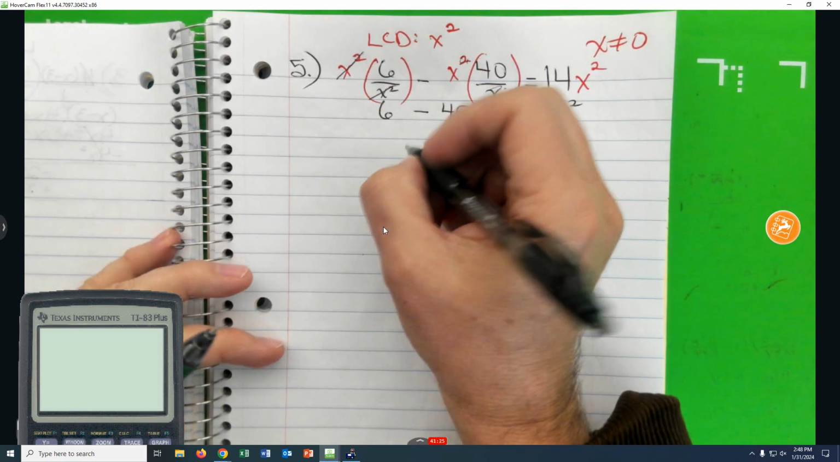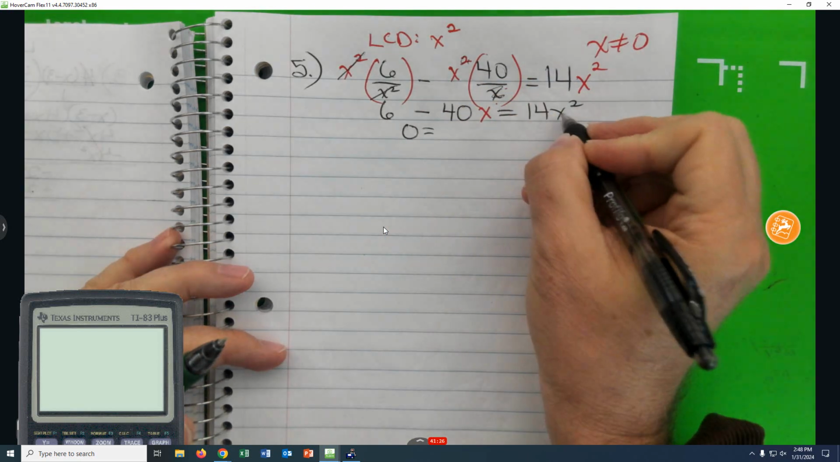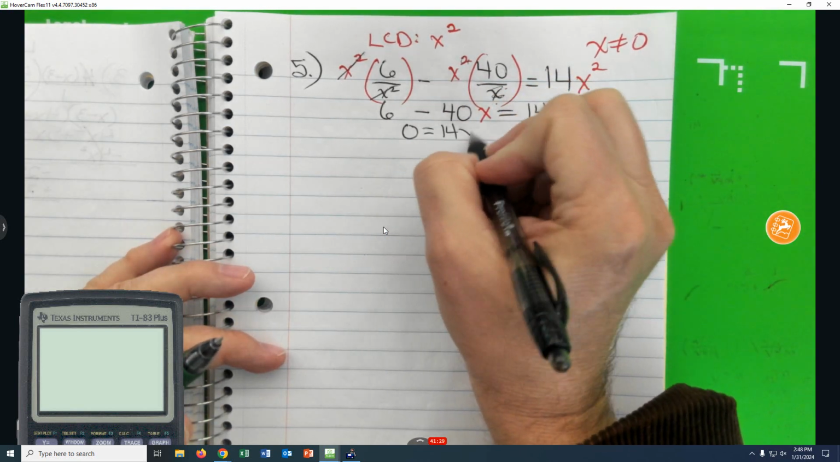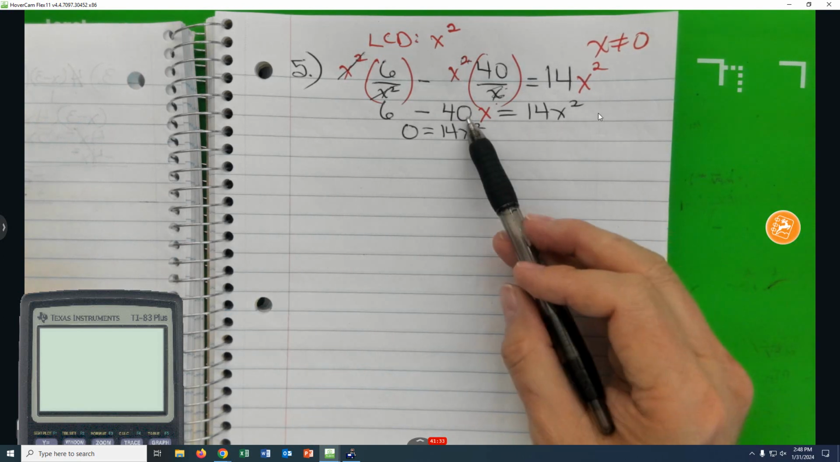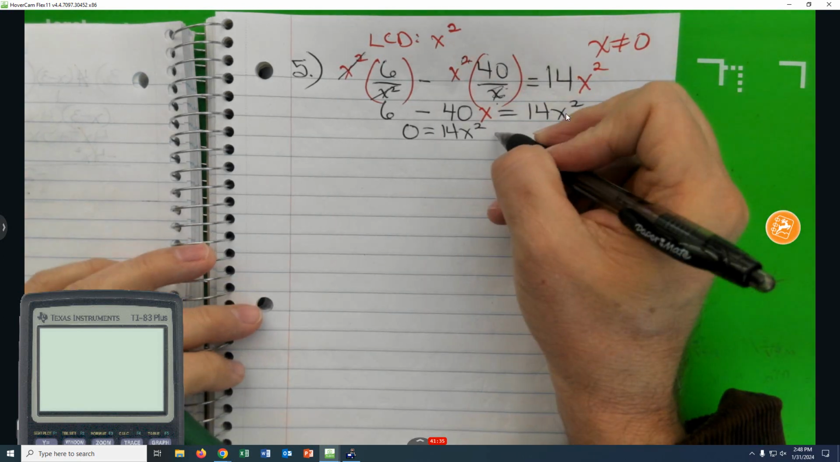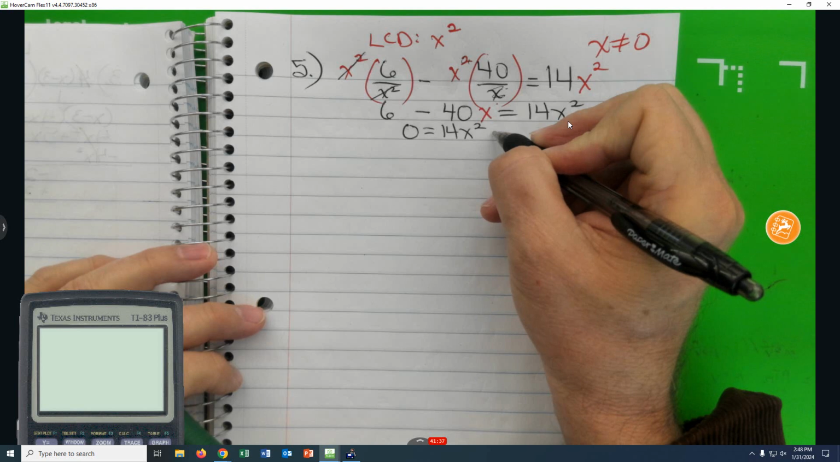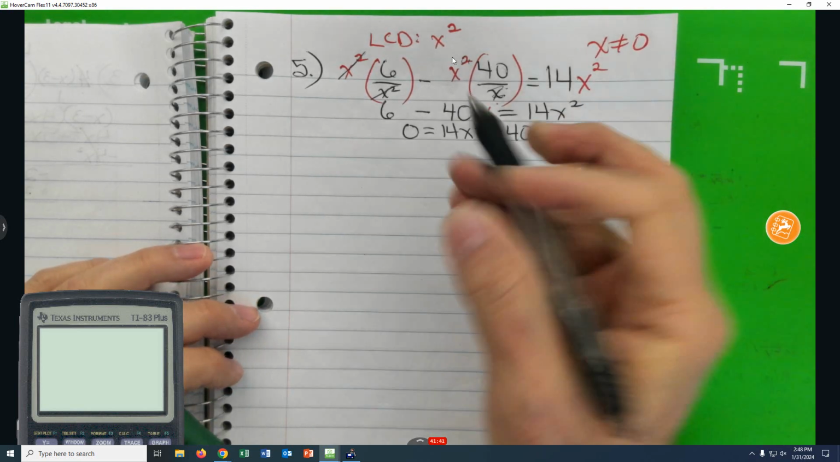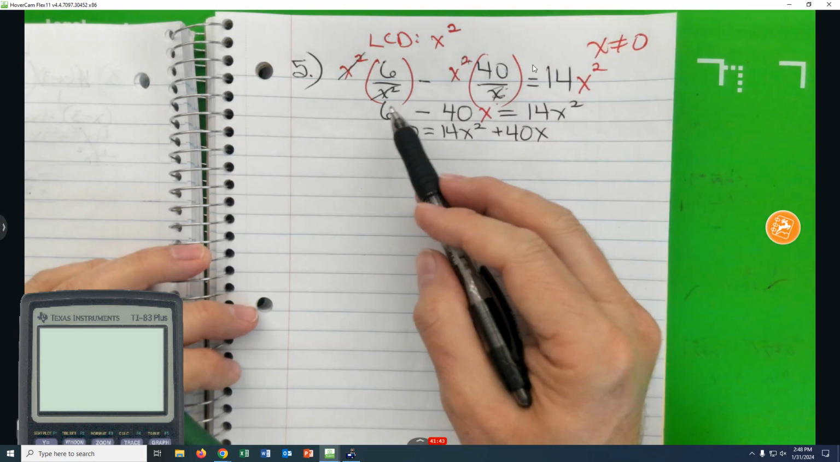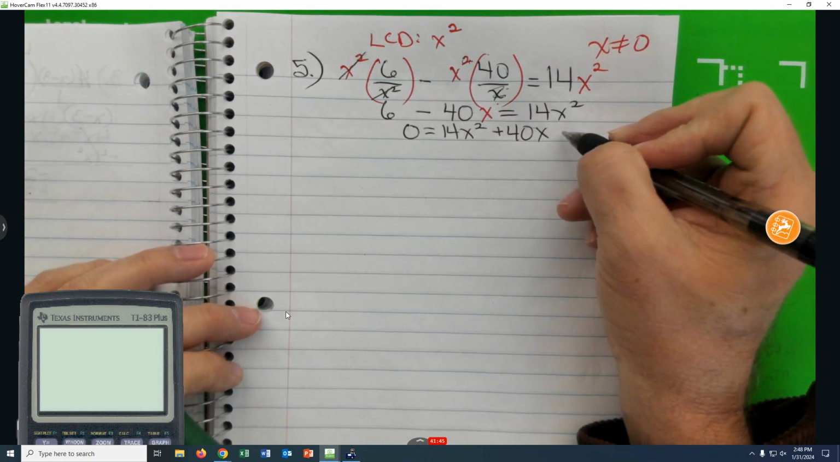So I'm going to have a 0 equals. We have a positive 14x squared. Let's move this term over. That's minus 40x, it's going to become a positive 40x. Let's move that 6 over. That positive 6 is about to become negative.